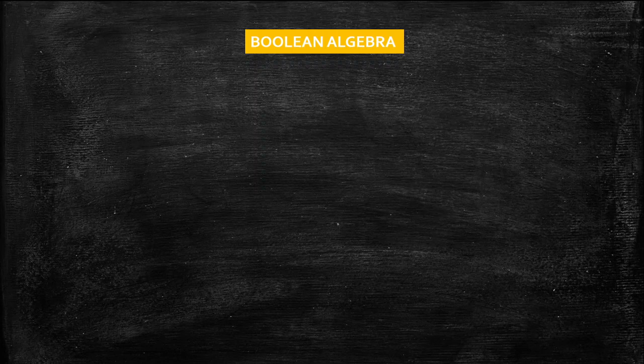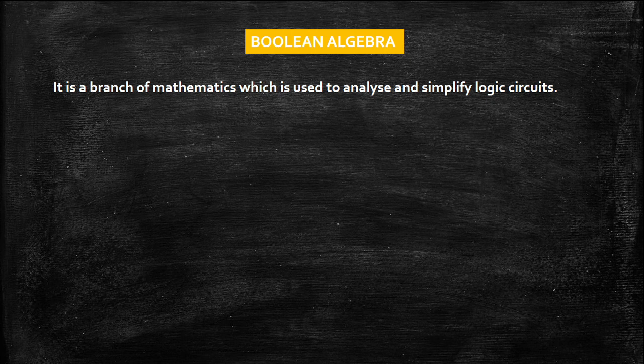The original word in Boolean algebra is Boole. Boole was the name of the scientist who started using algebra in the realization of electronic circuits. That is, in digital electronics, the application of algebra was started by Boole, so the algebra is named Boolean algebra. It is basically a branch of mathematics used to analyze and simplify logic circuits, like AND logic, OR logic, NOT logic.